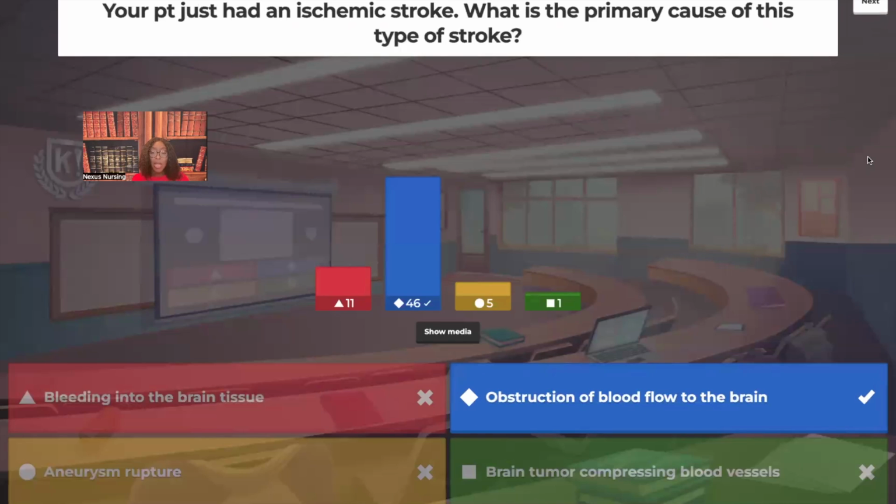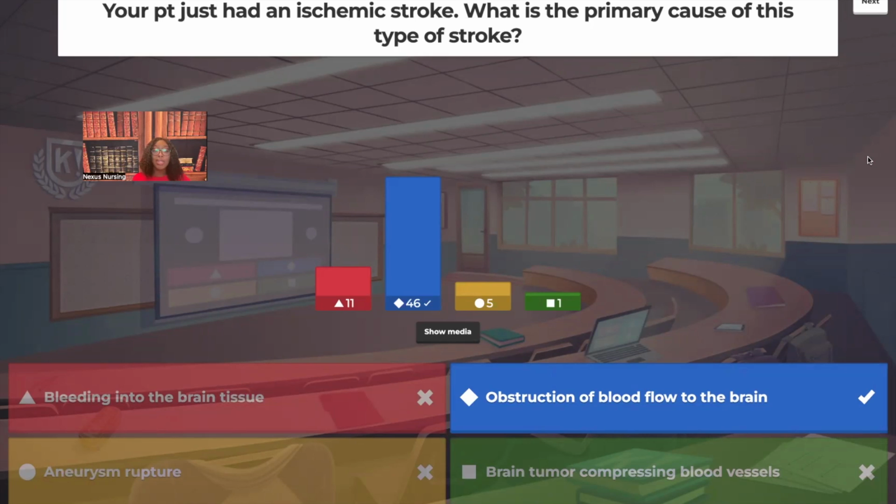Very good. Obstruction of blood flow to the brain. So guys, the ischemic stroke basically causes death of the tissue from lack of oxygen. Remember, oxygen is carried in hemoglobin. Hemoglobin is carried in the red blood cell. The red blood cell is part of what? Blood. So when that blood flow is obstructed, perfusion goes down, and oxygen isn't going to the tissues. Those tissues need oxygen in order to survive.